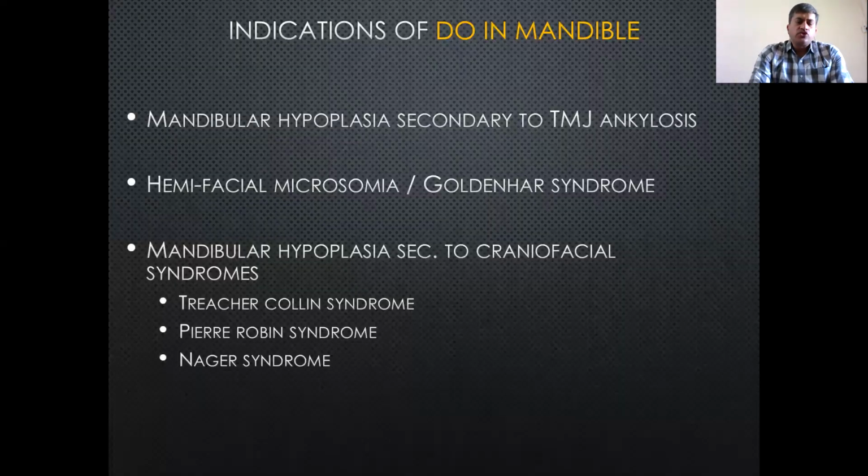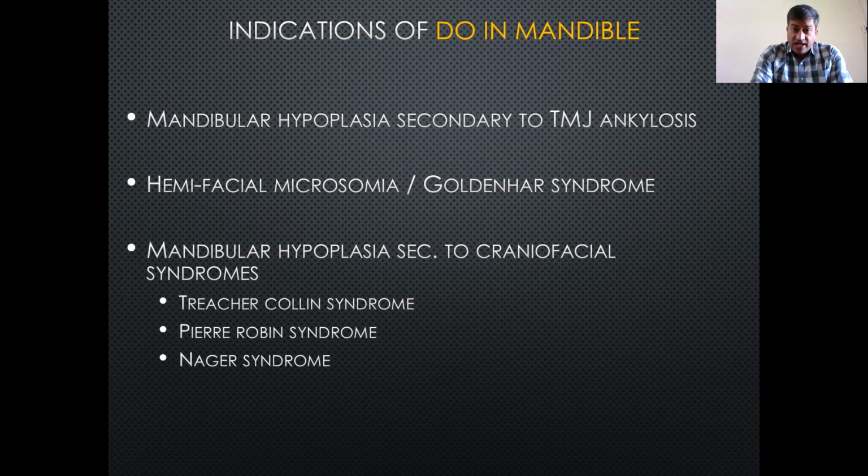Now, what are the indications of distraction? As we all know, distraction osteogenesis is indicated in cases of mandibular hypoplasia, which can be secondary to conditions like temporomandibular joint ankylosis, or it can be secondary to hemifacial microsomia or Goldenhar syndrome. Mandibular hypoplasia occurring in craniofacial syndromes, the most common syndromes are Treacher-Collins syndrome, Pierre-Robin syndrome, and Nager syndrome.